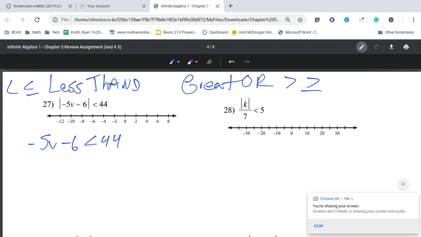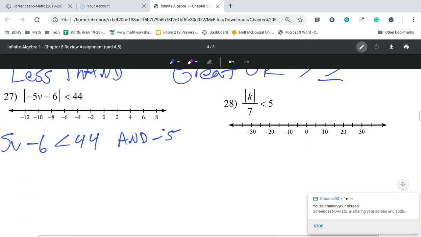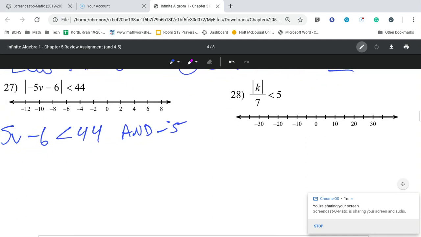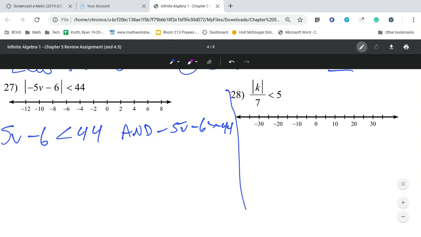Okay, so we're going to use "and" here, and negative 5v minus 6 greater than negative 44. Okay, when you're creating those two inequalities, the inequality flips and you make it negative.